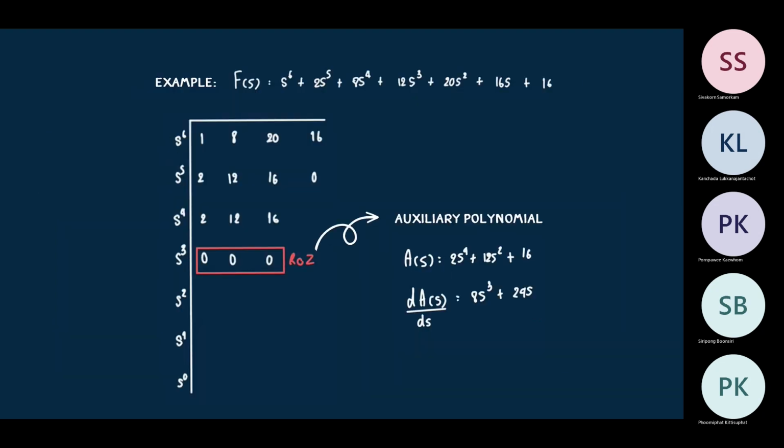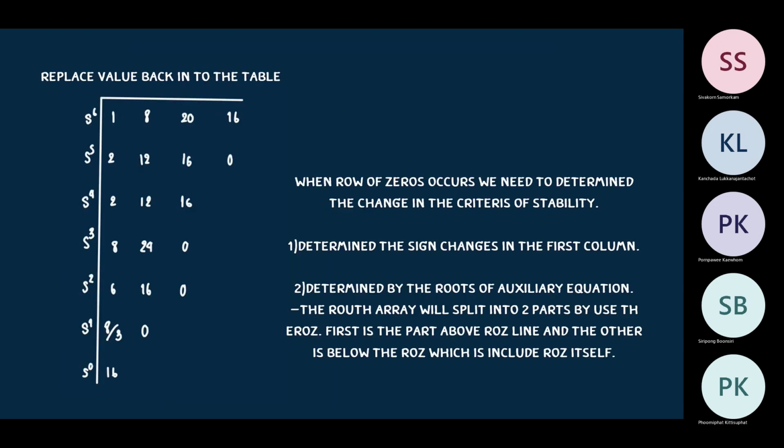This is an example of special case 2. As you can see in the last row, S to the power of 3 is the zero row, so we can form the auxiliary polynomial by looking at the row on top, which is the row S to the power of 4. So we form A(S) equal to S to the power of 4 plus 12S to the power of 2 plus 16, and we find the derivative of it and get 8S to the power of 3 plus 24S. So we replace the values back into the table.